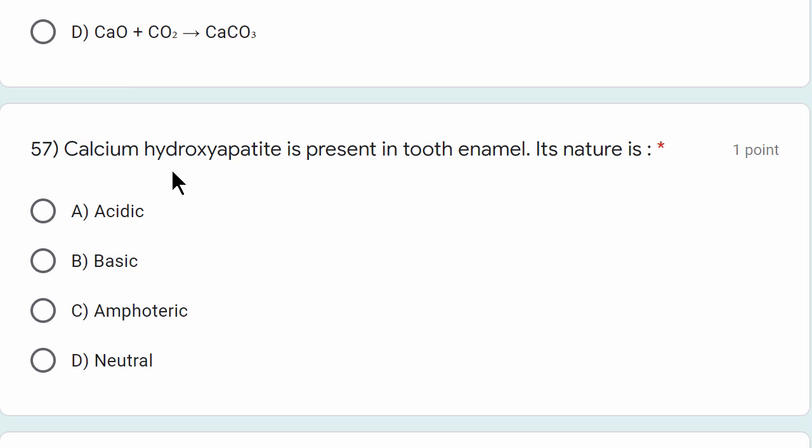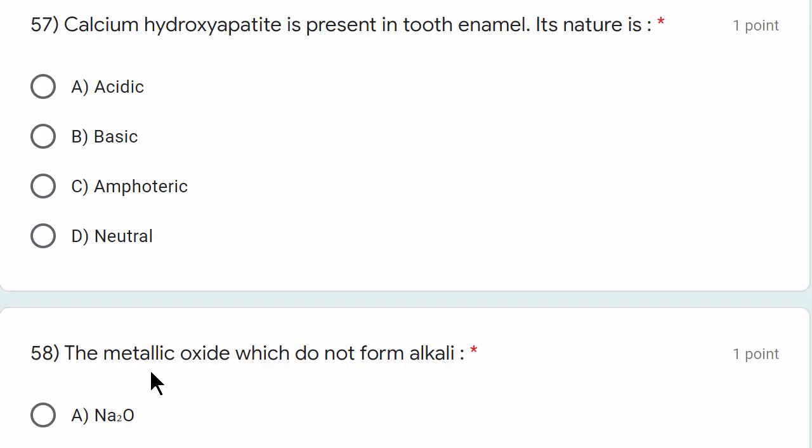Even if you do an internet search, it's not easy to find what is calcium hydroxyapatite's real nature. I am almost biased about saying it is neutral because I don't think enamel is either basic or acidic, but we don't know. So I'll just leave this question as is. I don't think anyone in the exam will ask this question. This is unique to this Kolar district paper. Okay.